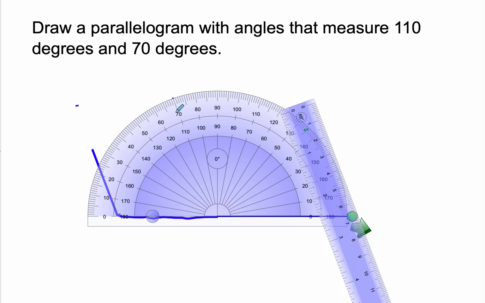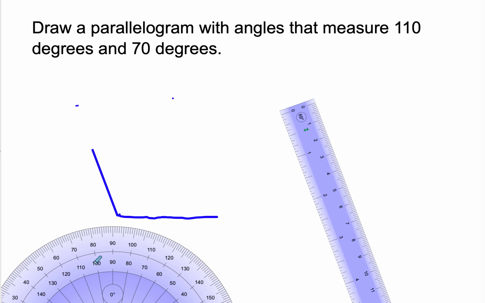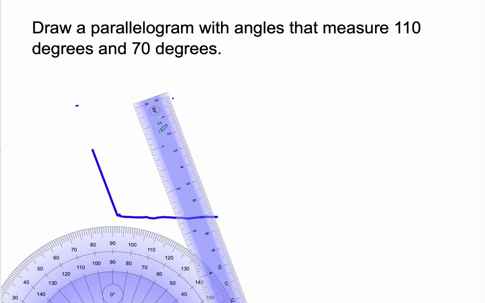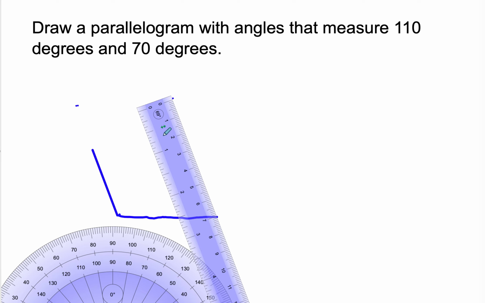On a parallelogram, that's going to end up being in the same part of the protractor. The first time it was 110. Now it's going to be 70 degrees. Those two angles on the bottom of my parallelogram are going to end up being in the same part of the protractor in order for the sides to stay parallel.